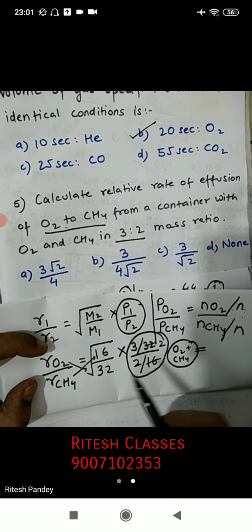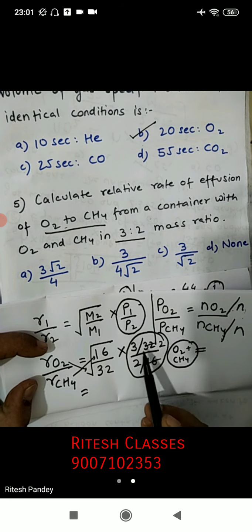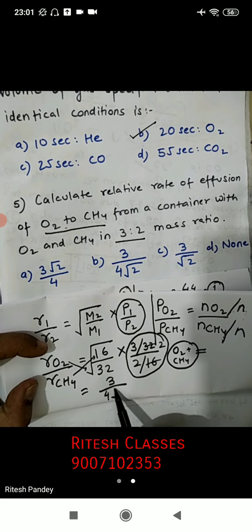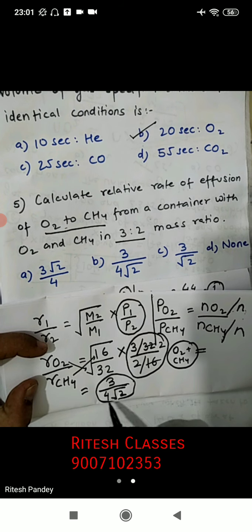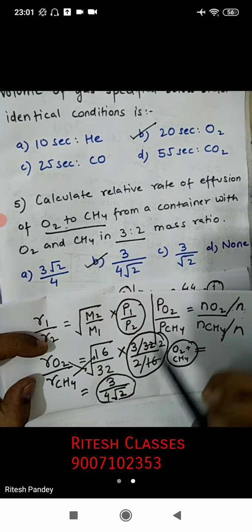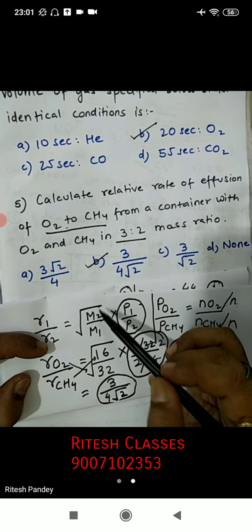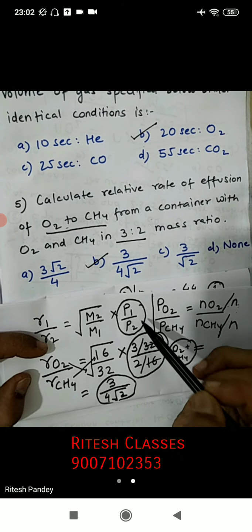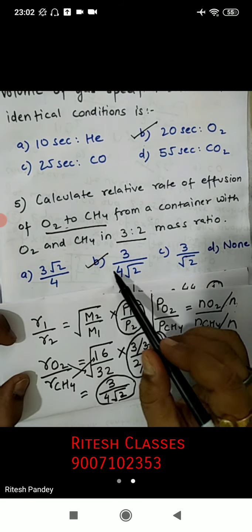This will be 3 by 4. The root will give 1 upon root 2. And eventually, 3 by 4 will come. This will be 3 upon 4 root 2. I guess most of you would have got it right. This will be 3 upon 4 root 2. Option B will look right. Provided along with the molecular weights, you take the partial pressures. So with this, option B looks right.